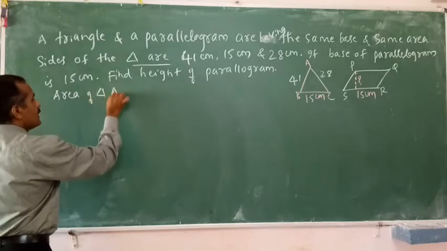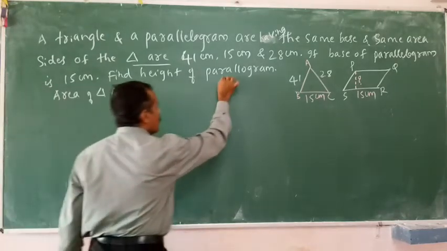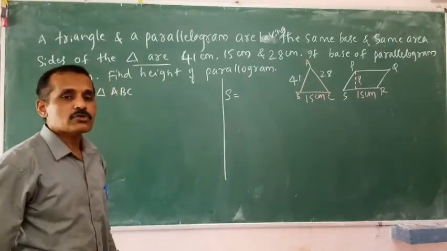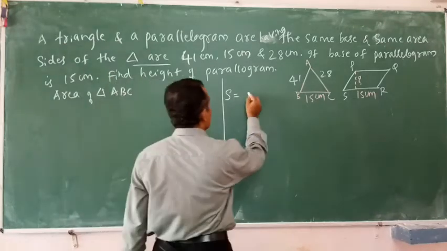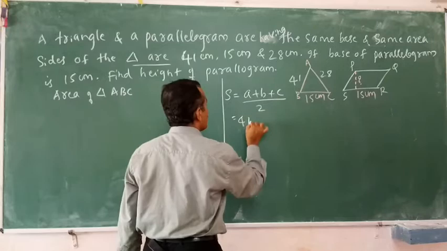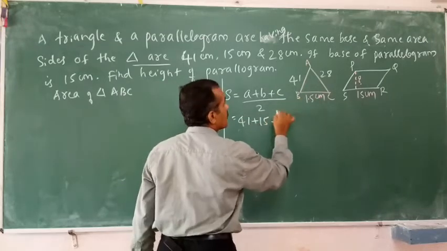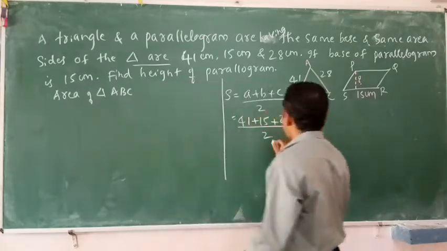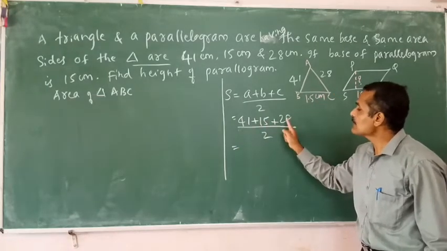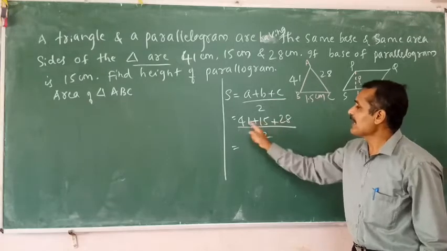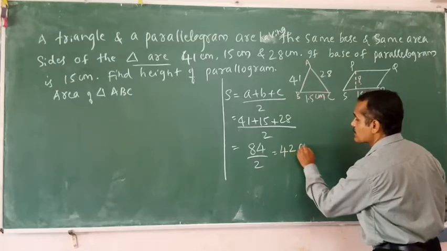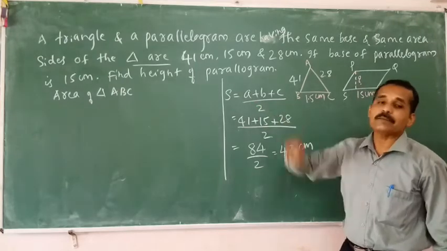Let me first find the area of triangle ABC. But before that, let me first find the semi-perimeter. S is equal to a plus b plus c divided by 2. It is 41 plus 15 plus 28 divided by 2. That is 84 divided by 2, answer is 42 centimeter, the semi-perimeter.